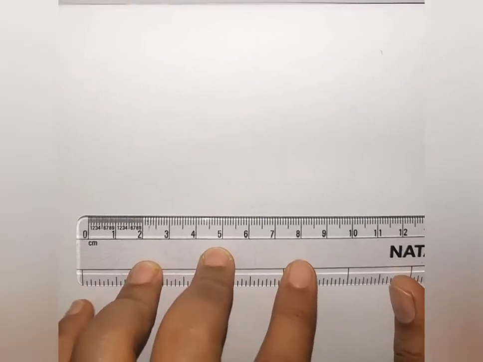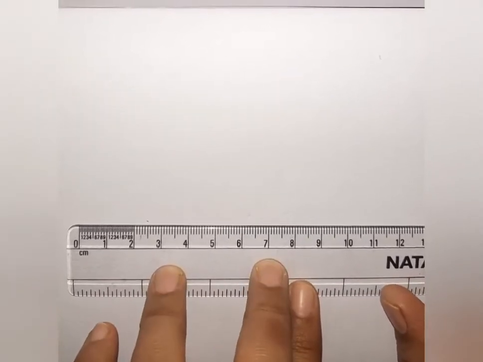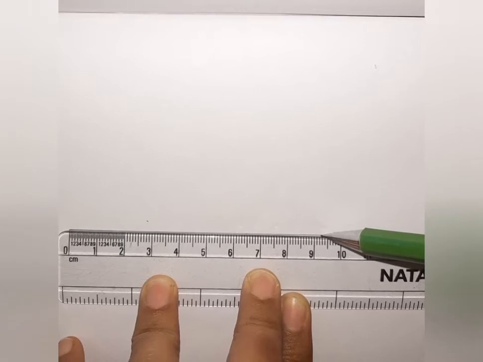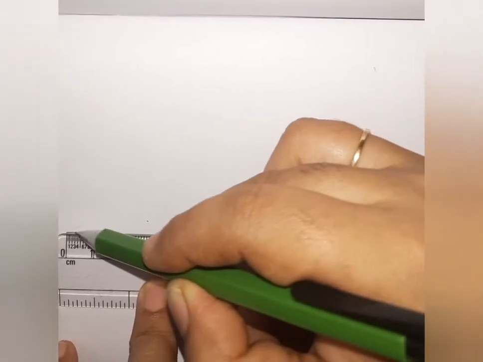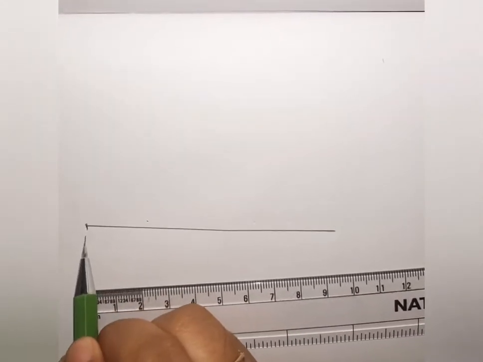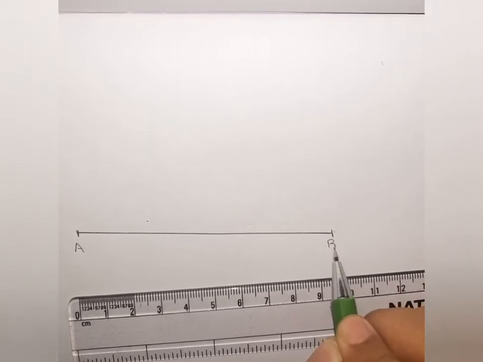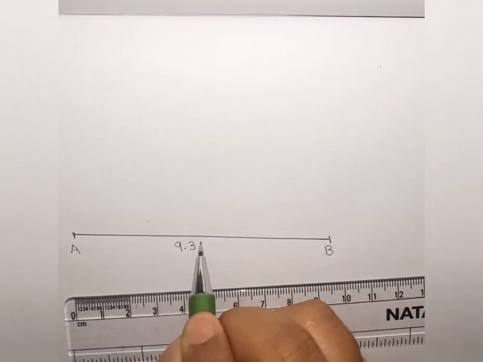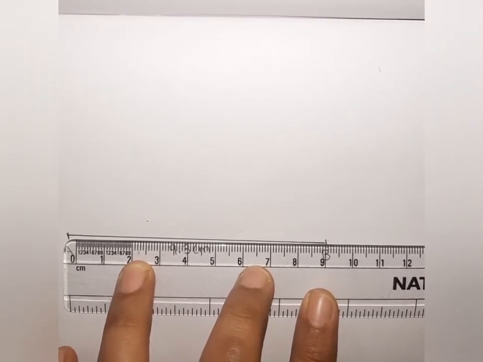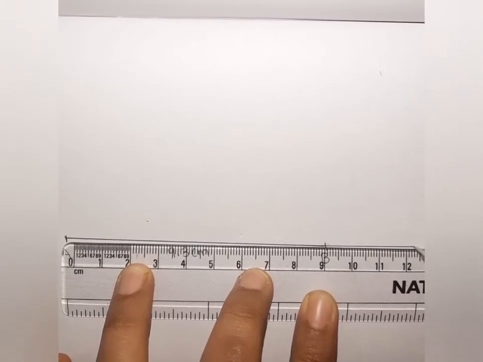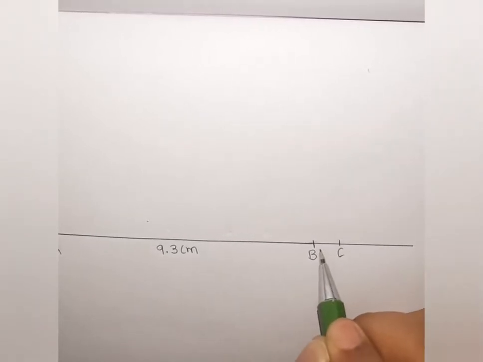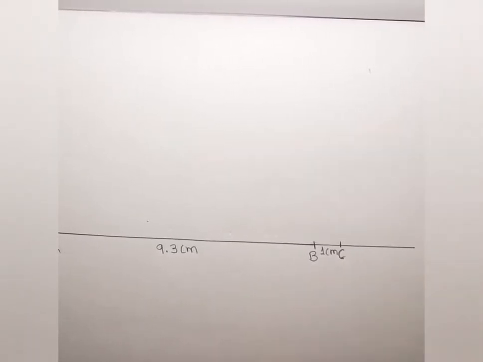To locate root 9.3 on the number line, first draw a line segment of length 9.3 centimeter. As we did for 3.5, in the same way we are going to do 9.3 also. So this point is our A point, the second point is our B point. This distance is 9.3 centimeter. Now from the B point, extend the line and mark one more point at 1 centimeter distance. Name that point as C point.